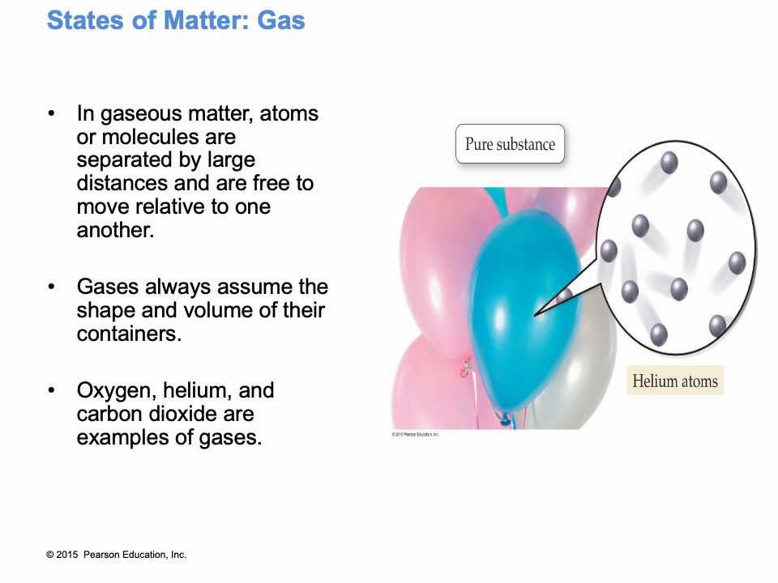In a gas, atoms or molecules are separated by large distances and are free to move relative to each other, and they move pretty quickly. You can see they've got these little tracers behind them in this image. That's to indicate that they're moving pretty quickly. Gases always assume the shape and volume of their containers. Oxygen, helium, and carbon dioxide are examples of gases.